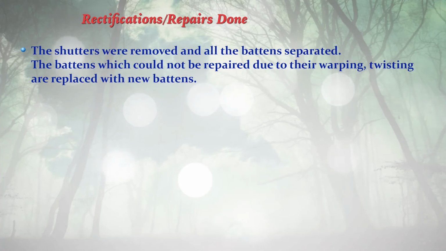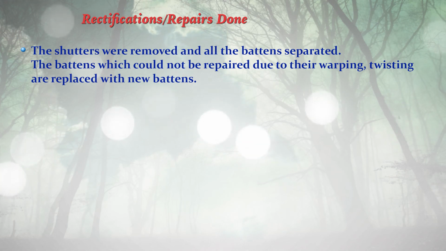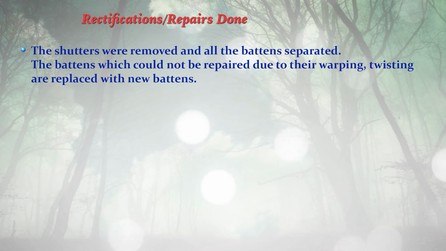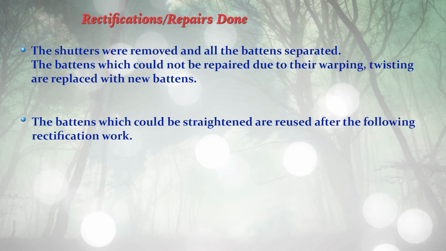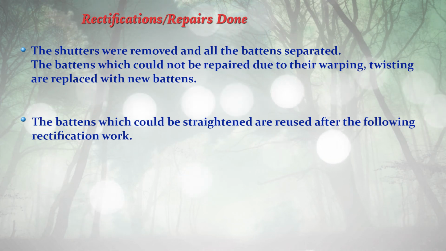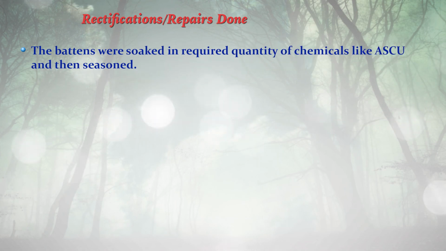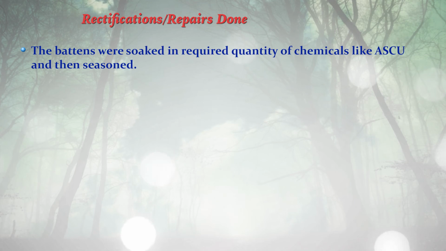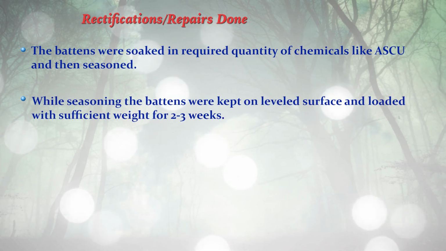Rectifications or repairs done were that the shutters were removed and all the battens separated. The battens which could not be repaired due to their warping or twisting were replaced with new battens. The battens which could be straightened were reused after the following rectification work. What are these? The battens were soaked in required quantity of chemicals like SQ and then seasoned. It means the treatment was done and then it was seasoned.